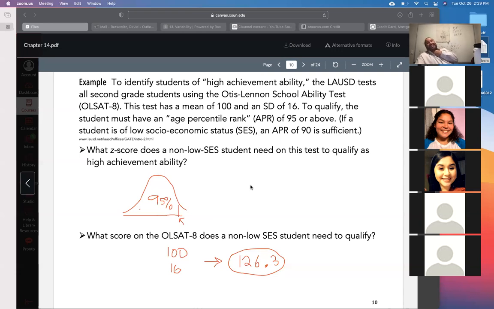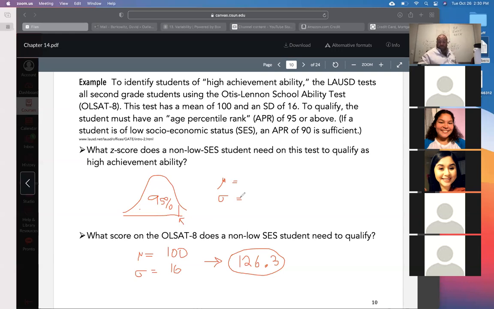But that's not 126.3 standard deviations above the mean. That would be off the charts. So the reason why we got the number we did is because we used the mean of 100 and the deviation of 16, but that's for the actual data itself. Z-scores don't use the actual data. Z-scores always use the same numbers for the mean and deviation.